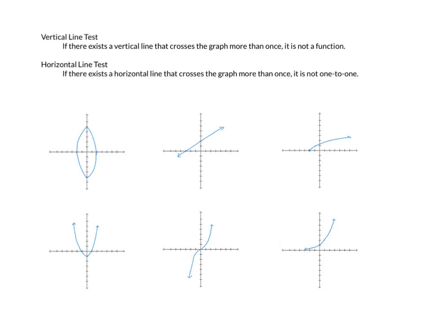So when we talked about functions before, we said that we wanted to use a vertical line test. And remember that if a vertical line crosses the graph more than once, it is not a function. So if we look at our graphs down below, which one is not a function? The first one. If I draw a vertical line through just about all of this graph, we're going to see that it touches twice. So this is not a function.